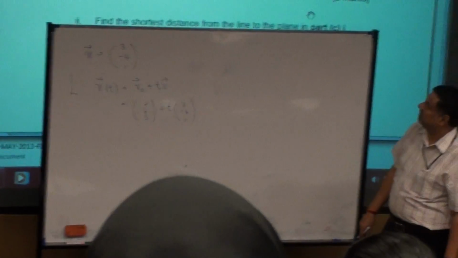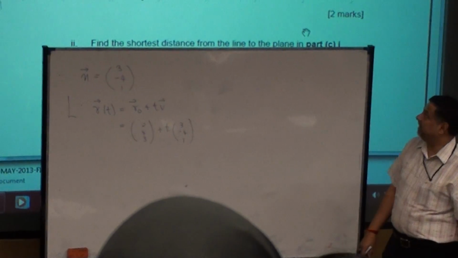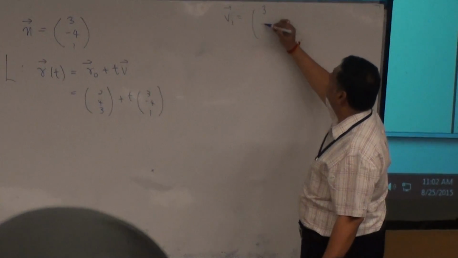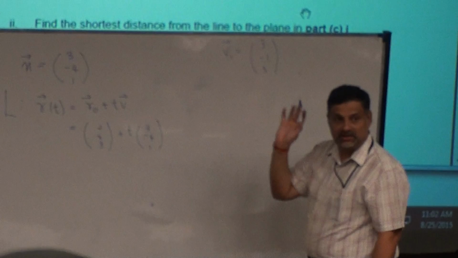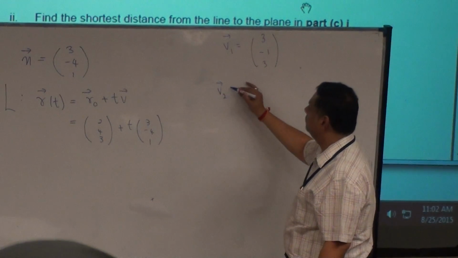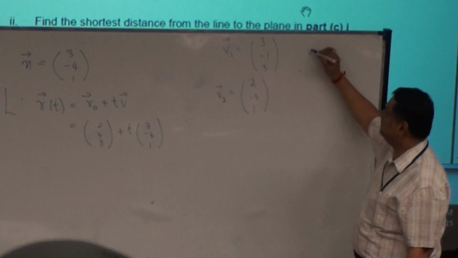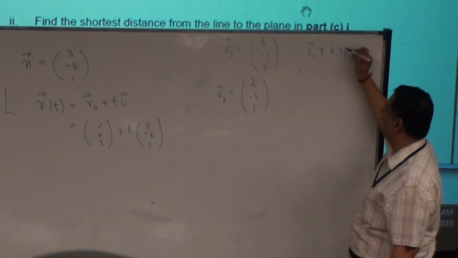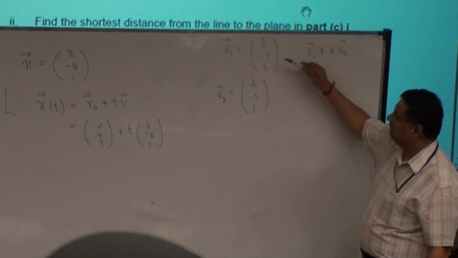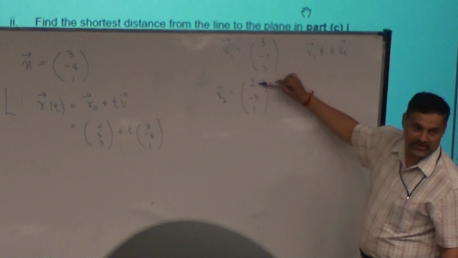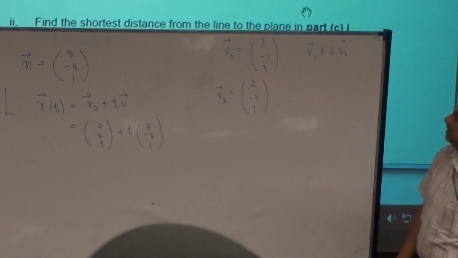The first line is parameterized by s, and the second line is parameterized by t. The direction vector for line 1 is (3, -1, 3). The direction vector for line 2 is (2, -3, 1). Are they parallel to each other? No, because V1 is not equal to some multiple of V2. If this one has to be a multiple of that, k should be 1 over 3, but then the other components cannot be the same multiple. So they are not parallel to each other.